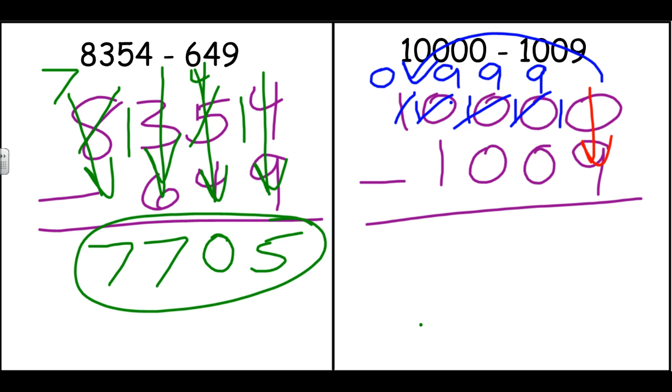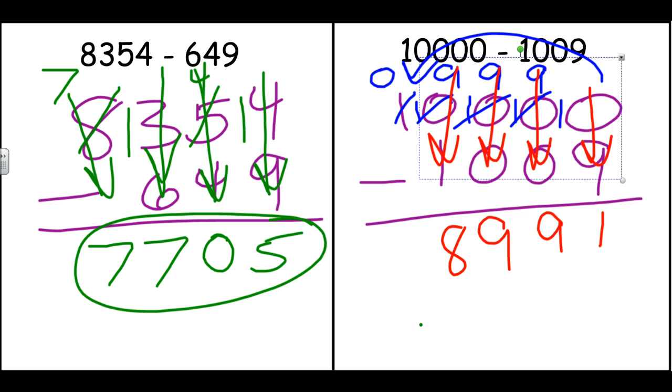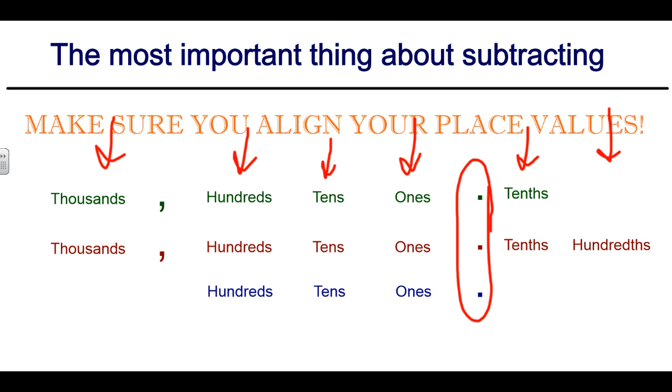So 10 minus 9 is 1, 9 minus 0 is 9, 9 minus 0 is 9, 9 minus 1 is 8, and 0 minus 0 is, well, 0. So the difference is 8,991.